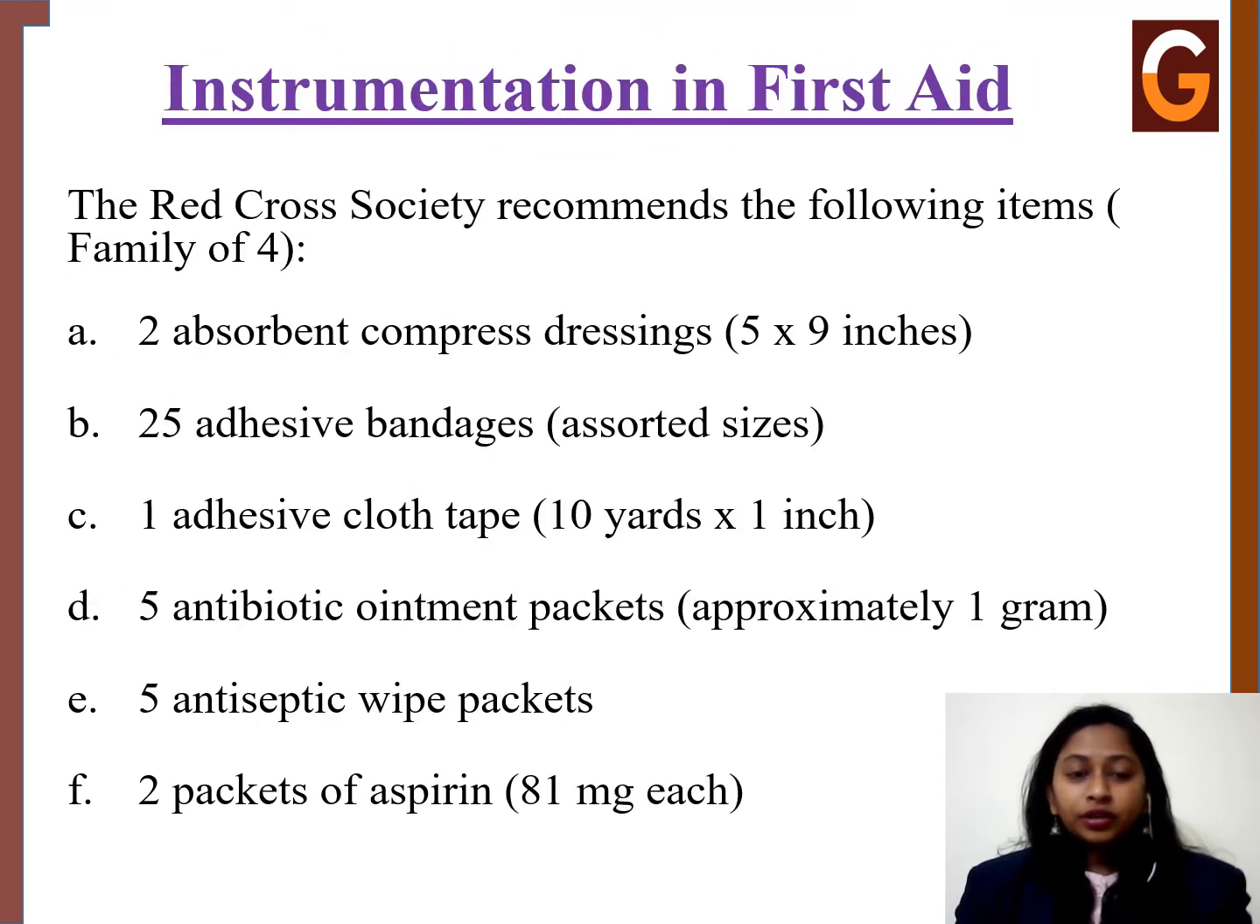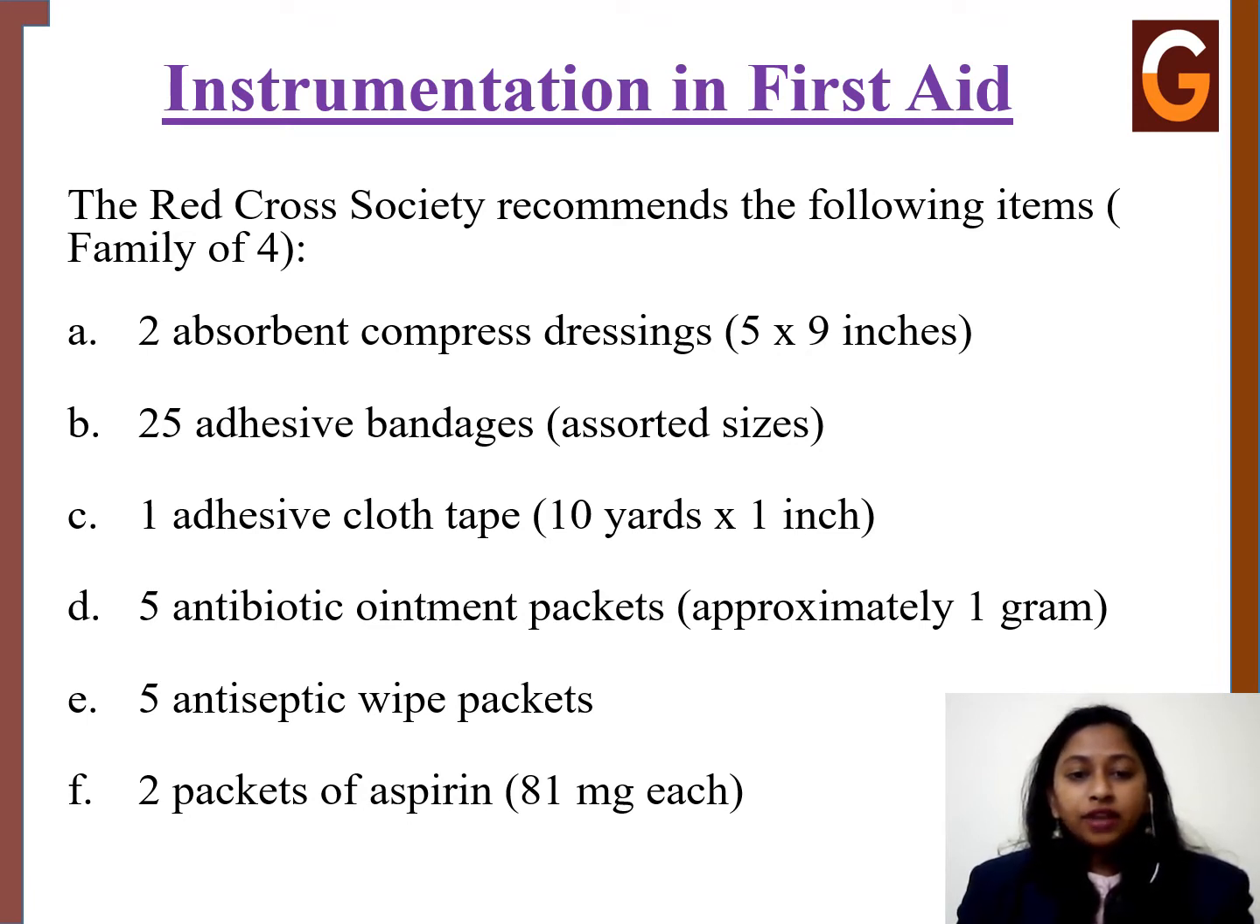Let's come to an important aspect of this session, that is instrumentation in the first aid box. First of all, this particular instrumentation is given by the Red Cross Society. They have recommended a few items which have to be there for a family of 4. First are the 2 absorbent compress dressings, which should be 5 by 9 inches. These compress dressings are for any kind of bleeding, which I will show you in diagrams or pictures in the upcoming slide.